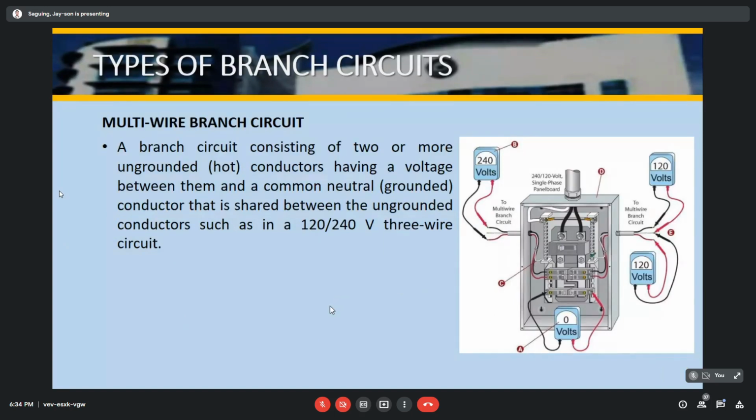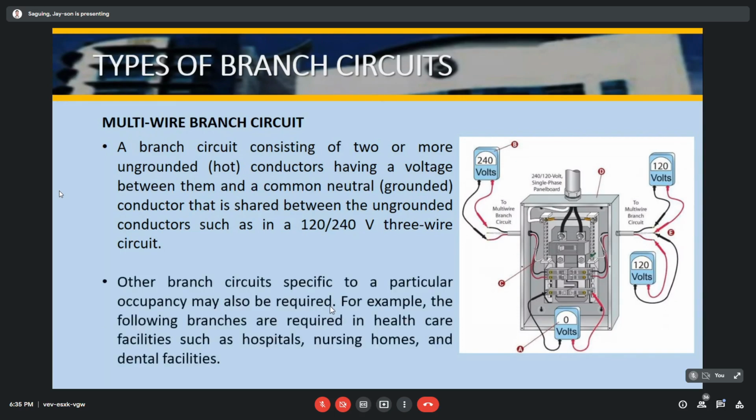For the last, multi-wire branch circuit. A branch circuit consisting of 2 or more ungrounded or hot conductors having a voltage between them and a common neutral grounded conductor that is shared between the ungrounded conductors, such as in a 120 to 240 or 240 volt 3-wire circuit. In this circuit, all conductors are in the same panel board.